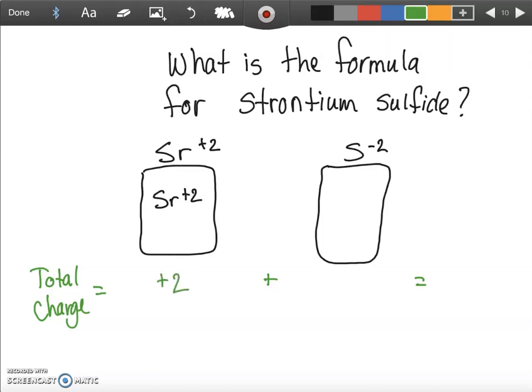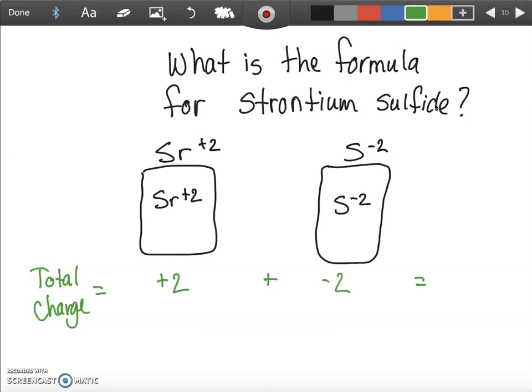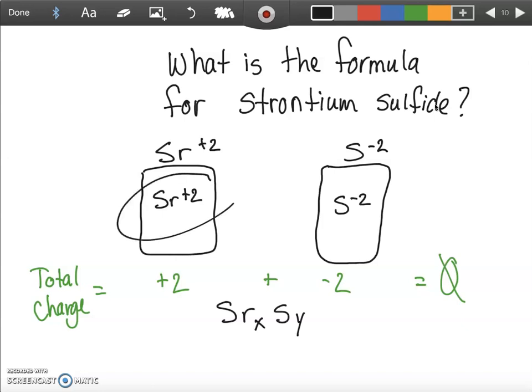So the total contribution to the positive side right now is 2. We'll now put a sulfur in there, or sulfide, because it's an ion. And now the total contribution on the negative side is 2. Is -2 plus +2 0? It sure is. That was rather easy. Let's go ahead and write the formula. SrXSY. We used 1 strontium, so it's just going to be Sr. We used 1 sulfur, so it'll just be S.